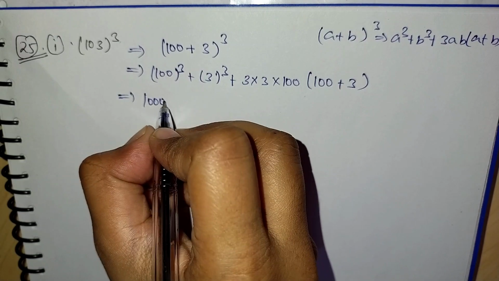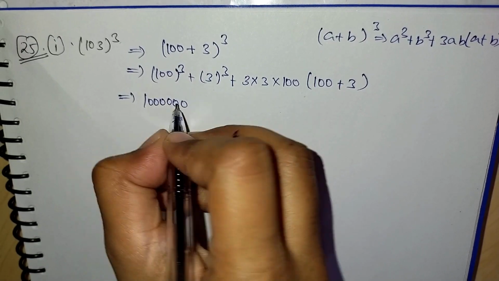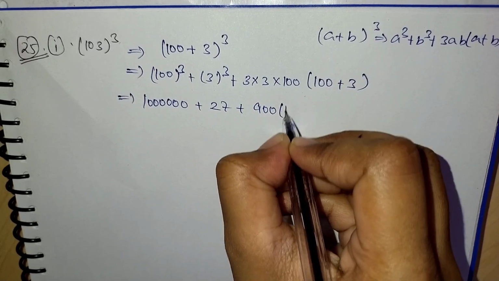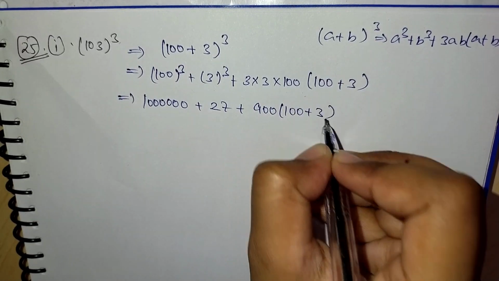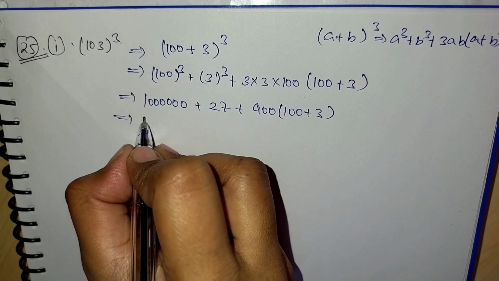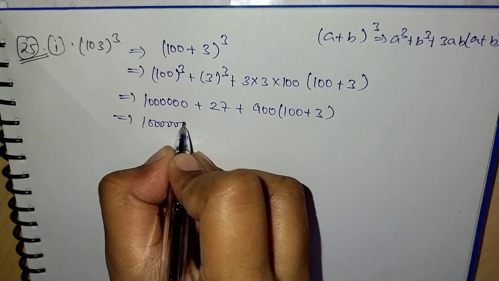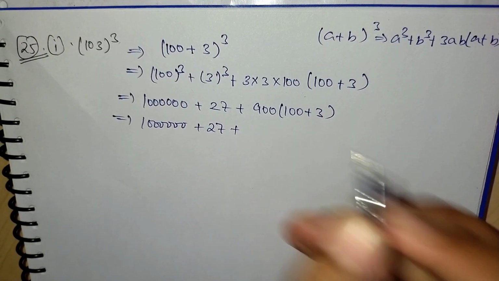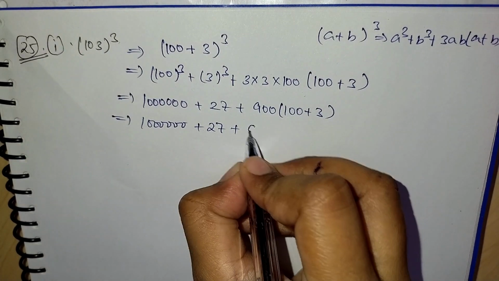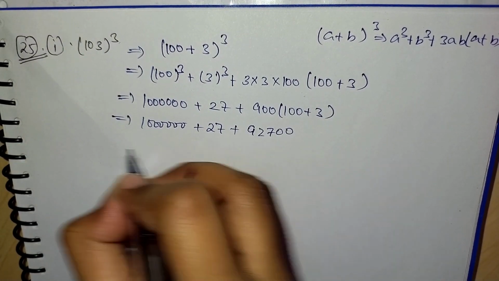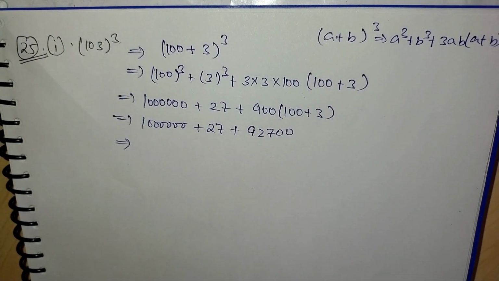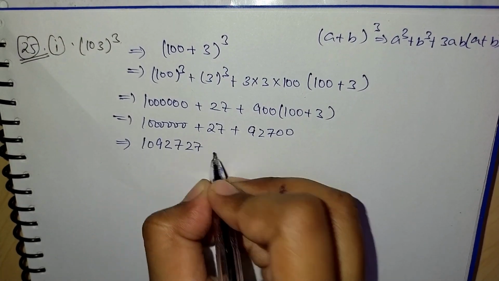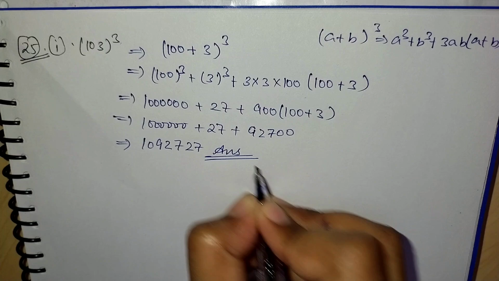So let us solve this. 1000000 plus 27 plus 900 into (100 plus 3). On solving this we will get 1000000 plus 27 plus 103 into 900, equal to 92700. So on solving this we will get the answer 1092727. So this is the answer here in this question.